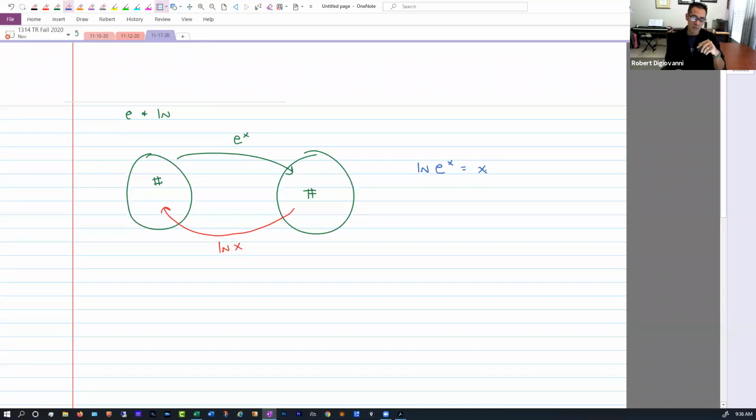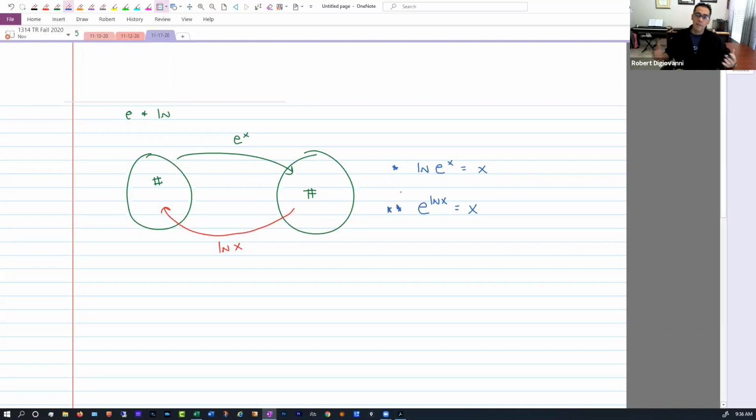And that's the property we use to get the X out of the exponent. So that was a very important property. And then the other property is that when we took E and raised it to the natural log of X, they kill each other off and you just get the X. So those are very important properties there.